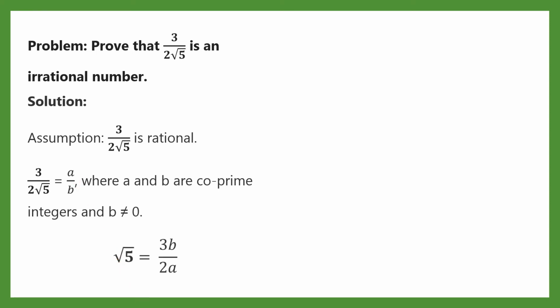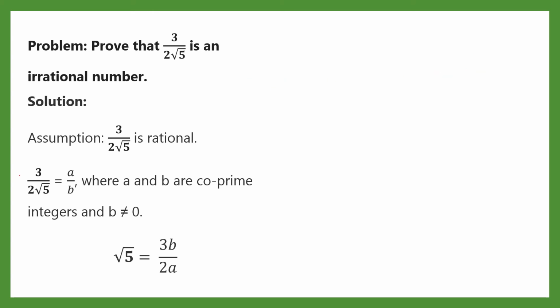Now you have to simplify this equation. 3 by 2 root 5 is equal to a by b. Here we go for cross multiplication. What you are going to get is 3b, 3 into b, is equal to 2 root 5 into a, that is 2a root 5. Now we will take 2a to the left side. 2a is multiplying, so root 5 is equal to 3b by 2a. I wrote this directly here.